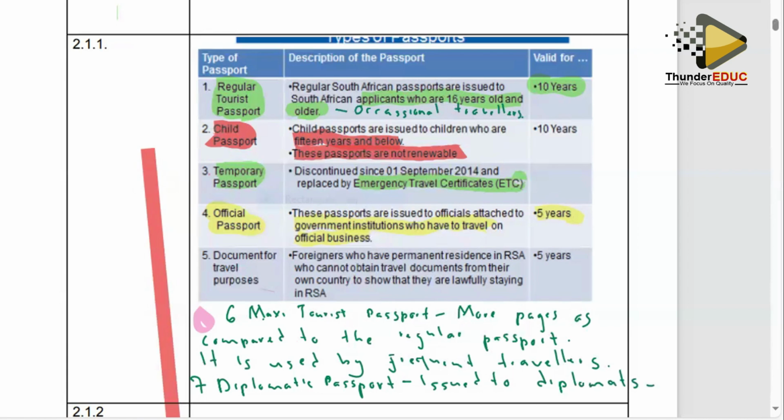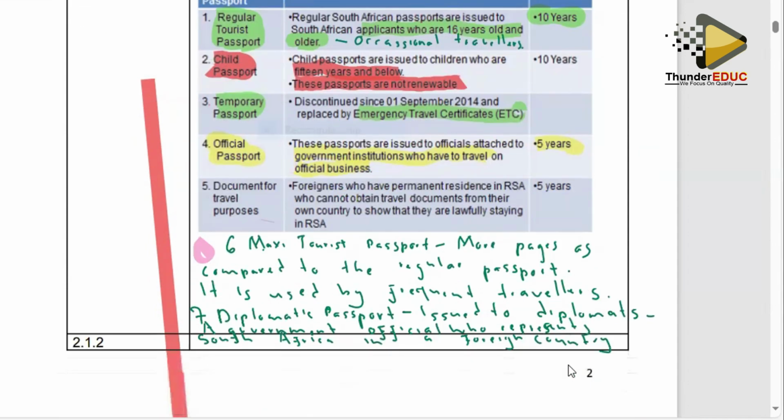Then the definition of a diplomat: it is a government official who represents South Africa in a foreign country. For example, an ambassador is also known as a diplomat. So a diplomat should travel using a diplomatic passport. It is not for ordinary citizens, but for special people who work in the government and represent South Africa in foreign countries, who are known as diplomats. Those are issued with a diplomatic passport.